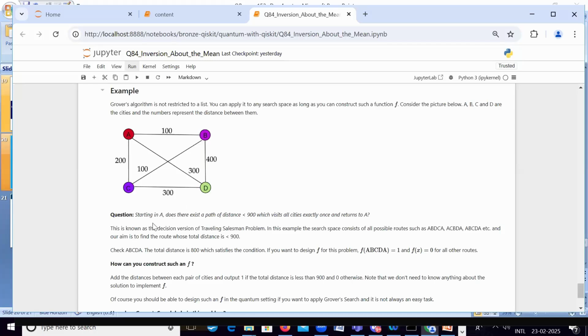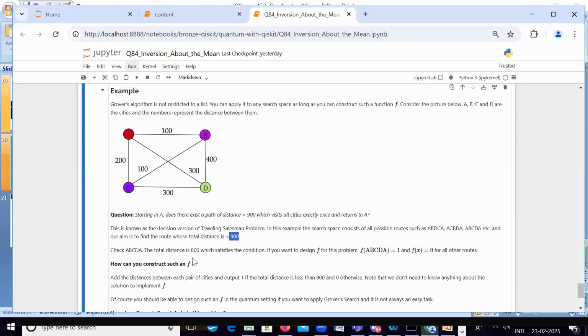So the technique that finds the shortest distance, satisfying this condition, such kind of decision making or optimization problem, is called the traveling salesman problem. I presented the possible routes, and we need to find the distance which is lesser than 900.